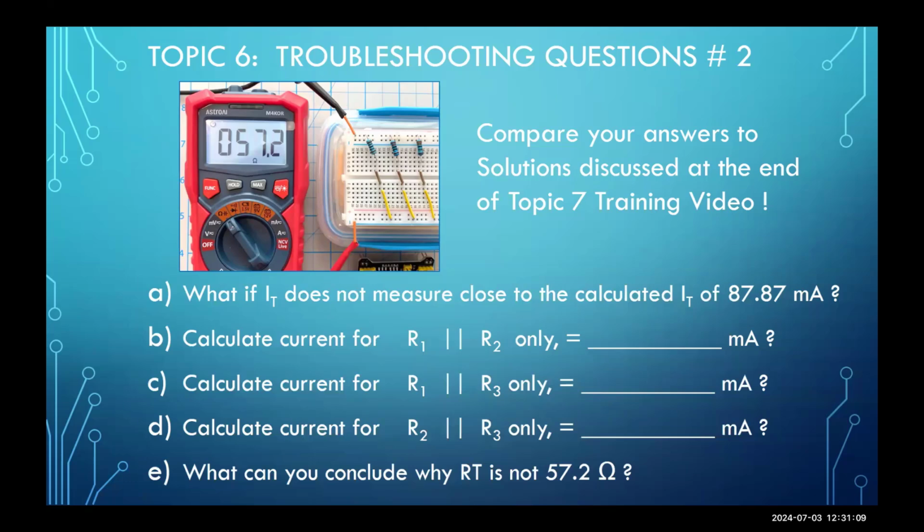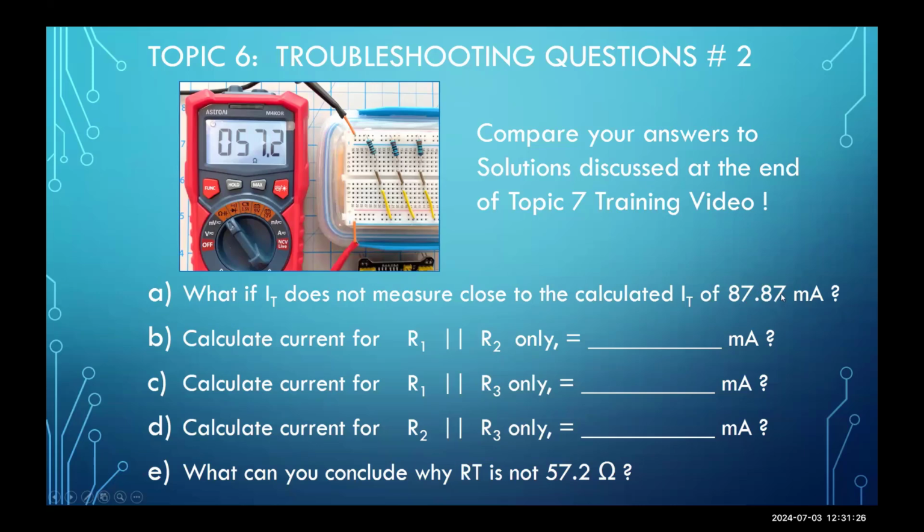Next, troubleshooting question number 2. Compare your answers to the solutions discussed. We're going to compare these in the next video, but what are the questions? It says, what if I total doesn't measure close to the calculated 87.87 milliamps?